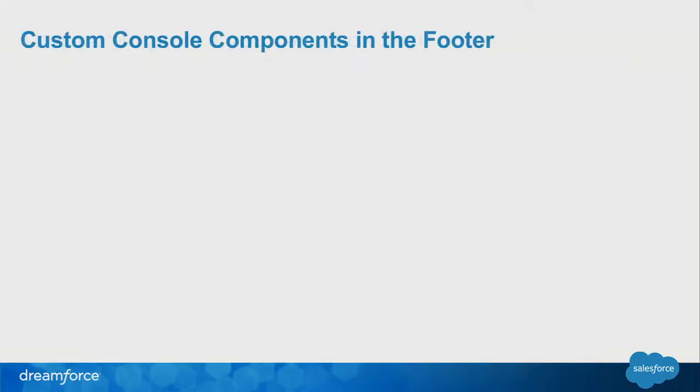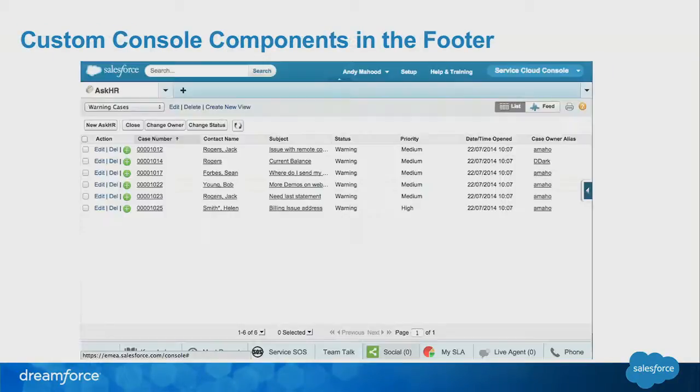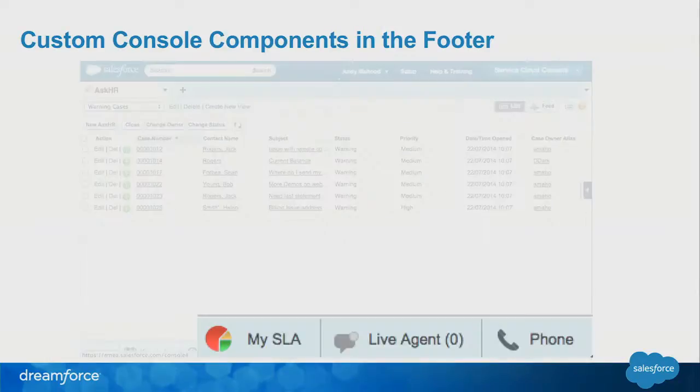So finally, we've got the footer, which is along the bottom, which we can see here. Hold on, I can zoom in a little bit. So we've got an example here of my SLA, where I want to show a chart of how my team is performing and how I'm performing against my team. We've got Live Agent, which is a standard component, which if you have Live Agent within your org, you'll see that. And Phone as well, if you're using a CTI provider, then this will come up, and the Phone integration uses the Integration Toolkit to pop customer screens and to pop cases as well.